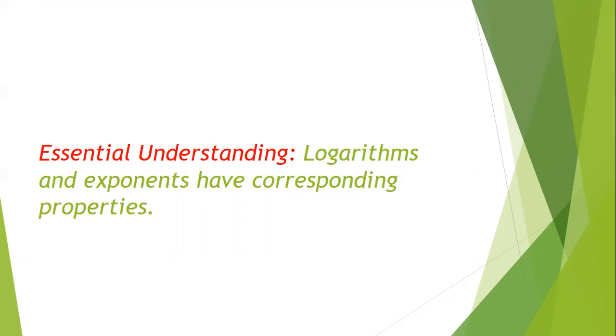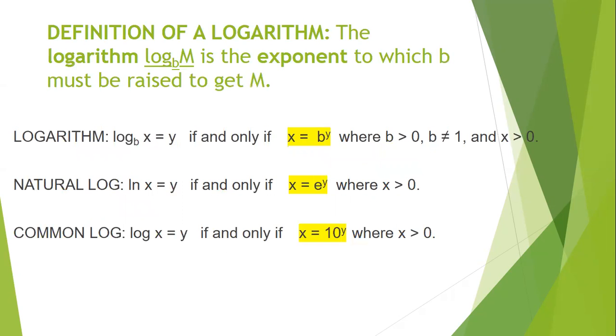So our main understanding is to understand that logs and exponents have corresponding properties. That's because the log function and the exponential functions are inverses of each other. You remember that from last week? They're inverses of each other, so of course they're going to have similar properties. First, we're going to talk about the definition of a logarithm. If I have log base b of m, it's saying the exponent to which b must be raised to get m. That's literally what it's asking you.